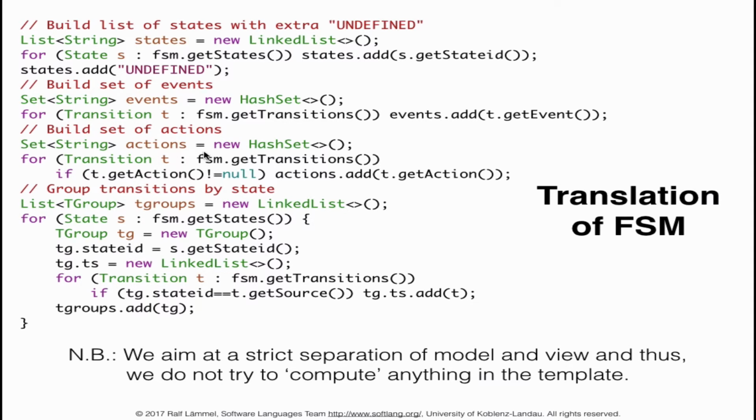Likewise, we extract the actions from the transitions. And as to the groups of transitions, we use this auxiliary type of groups of transitions. Again, we go over all the states in the finite state machine, and for each state we go over the transitions, and we include all the relevant transitions that have the source state that we want for this particular group. This is all the code we need to write to translate the finite state machine into the data structures that are needed for the template rendering process.